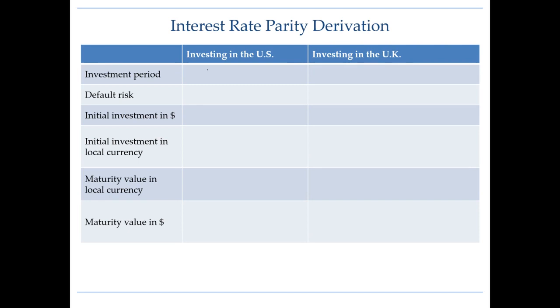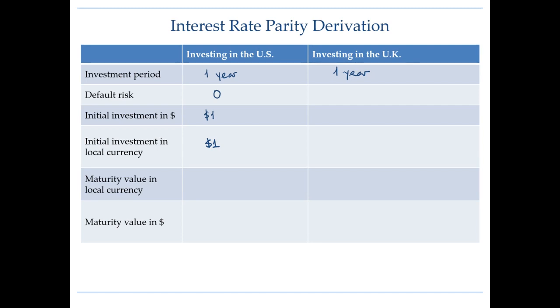Remember, we said that investment period with both is 1 year. So I can invest in the US or I can invest in the UK. So let's take a look at the US case. So investment period is 1 year, default risk is 0. Remember, we're considering only default-free securities like US government Treasury securities. And initial investment in dollars is $1 that we're starting with. In the case of US, the local currency is the dollar, right? So it is also a dollar. So initial investment amount is $1.